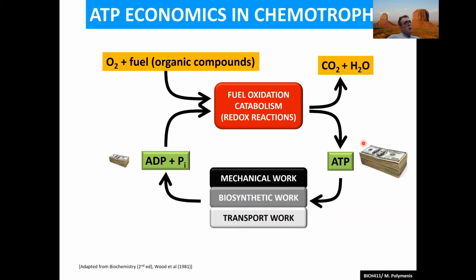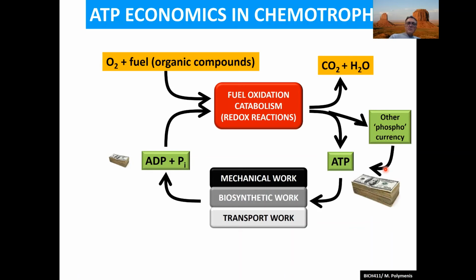But how much do you actually turn over, make and spend, every day? On an average day, you turn over about your weight in ATP. So it's a huge amount of ATP transactions, even though at any given moment you only have a small fraction of that as ATP. All right, so ATP is very useful. It's the major one. There are some other phosphocurrencies, phosphorylated compounds that have similar roles.